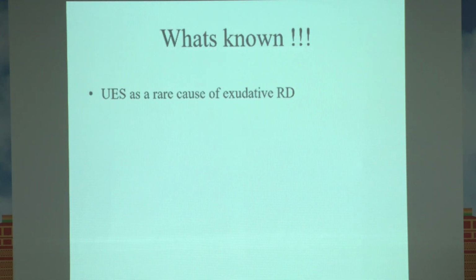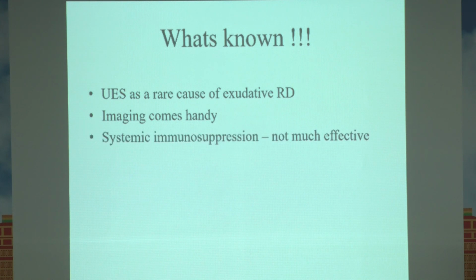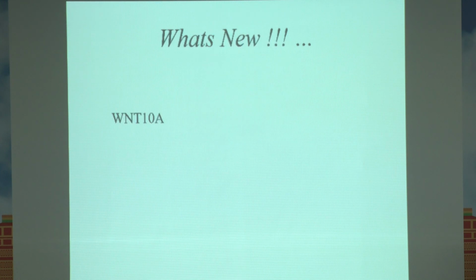So what was known before that? Uveal effusion syndrome is a very rare cause of exudative RD. Imaging comes in handy. Systemic immunosuppressants are not much effective. Of familial cases, only one has been reported from India, and type 3 is very rare. WNT is a new one. So all these etiologies are not idiopathic.